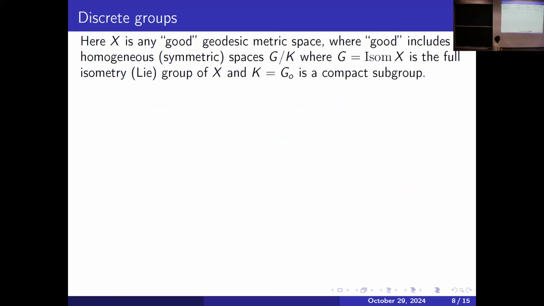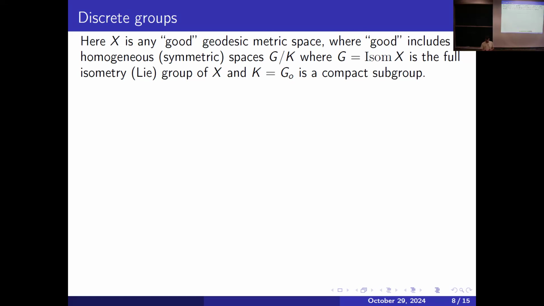Okay, let's move next. Now I'm finally ready to define discrete groups. Again, I'm repeating this, but that's okay. So here X in general is just some good geodesic metric space, where good covers all nice homogeneous symmetric spaces G mod K, and in fact something else can be included, but for the purposes of our course, it's totally enough to think of just homogeneous spaces.